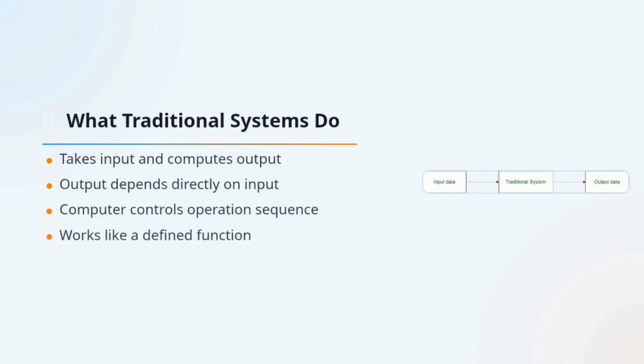A traditional computer system takes input from the user and produces output as a function of that input. In simple words, if you give X as input, the system applies some function and gives Y as output. Here, the computer itself controls the sequence of operations step by step. This makes the model very structured and predictable.